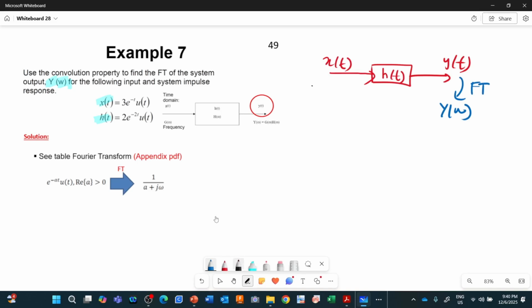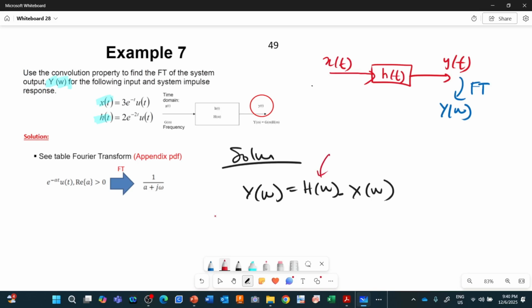The first step to solve this is to write out the equation, based on what you have written from the question. We want to get the output, so Y(omega) equals H(omega) times X(omega) in frequency domain. In the question you are given x(t) and h(t).